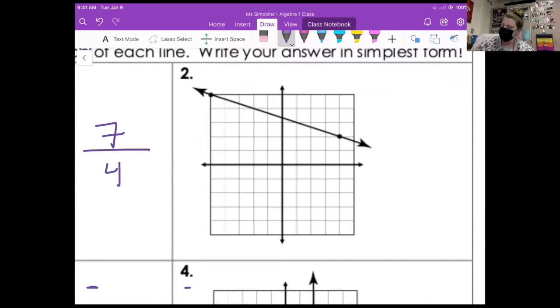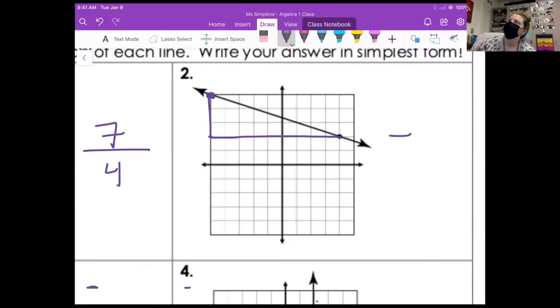All right, number 2, before we do anything, what kind of slope is it? It's negative. So I'm just going to put a negative to remind myself, hey, the answer is negative. And I'm going to start on the leftmost point, which is over here on the corner. So to travel to the other point, do I need to go up or down? Down. So let's go straight down. And then we're going to go all the way to the right.